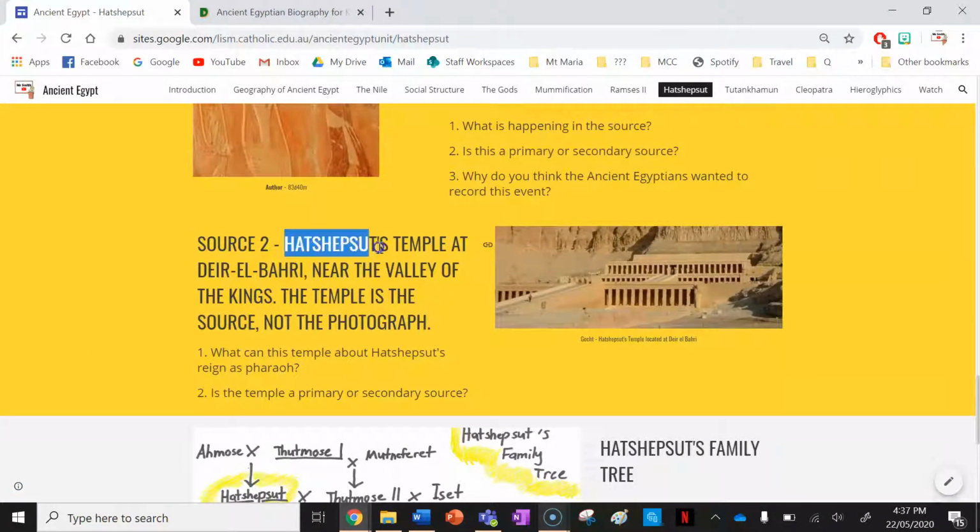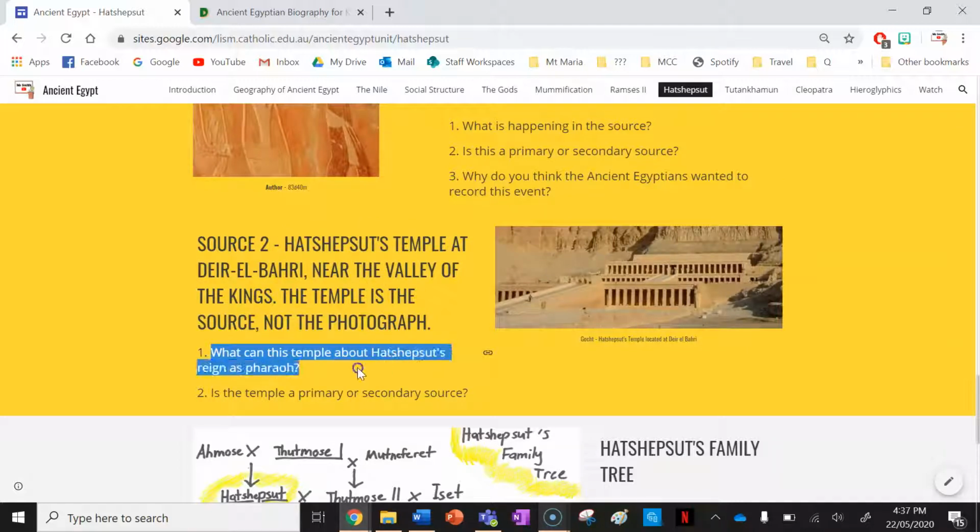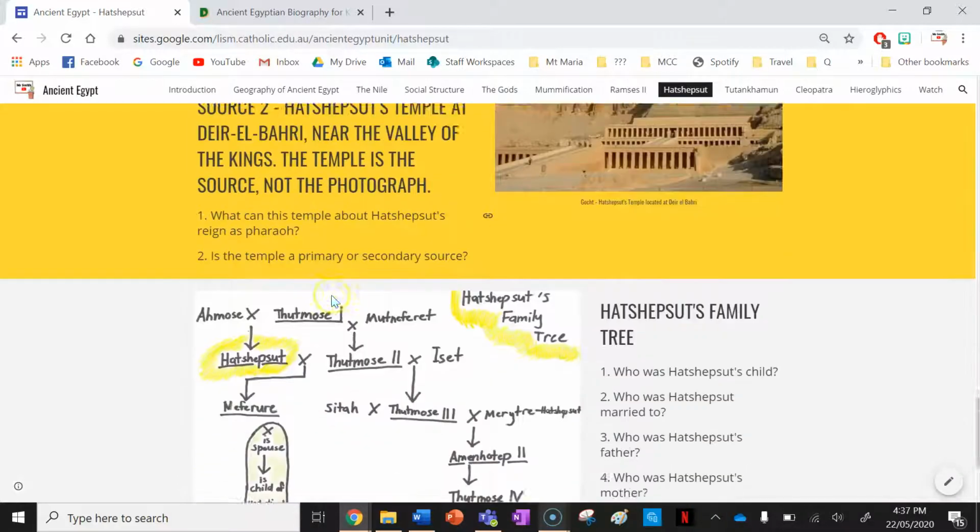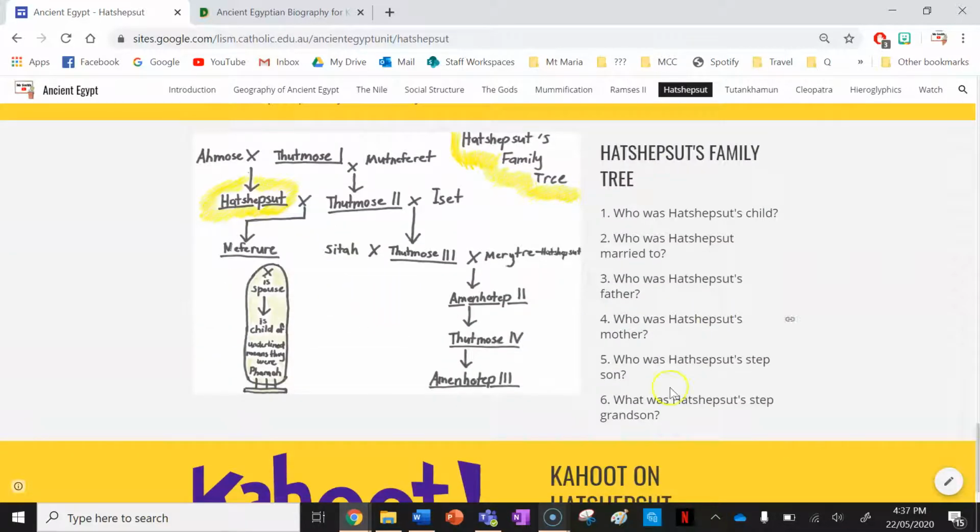Next one, source 2, Hatshepsut's temple. What can this temple tell us about Hatshepsut's reign as pharaoh? And is the temple a primary or secondary source as well? After that, guys, you've got some questions on her family tree. So who was Hatshepsut's child? If you follow this cartouche here, which has a key on it, you can see all the relations that Hatshepsut and her family had to each other, who was descendant, who was married to. You've just got to follow that one there to answer these questions here.